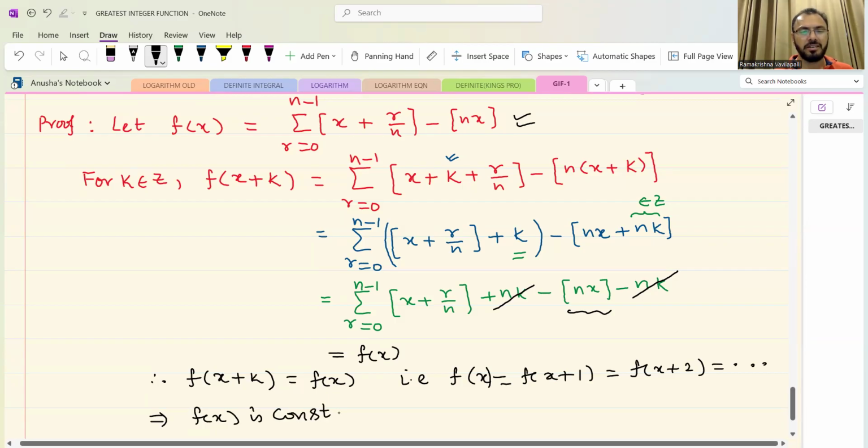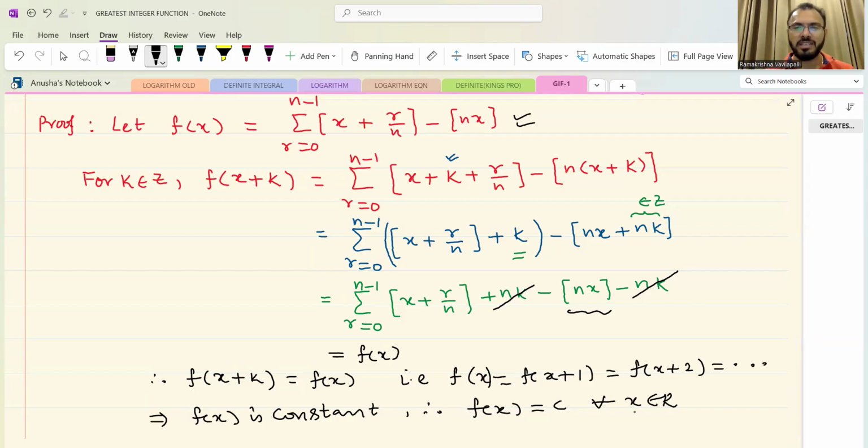Is constant. Right? So therefore, f of x equal to c. It is constant for every x, for all x belongs to R. Now I want to find out the value of C. What is C value? This is important.